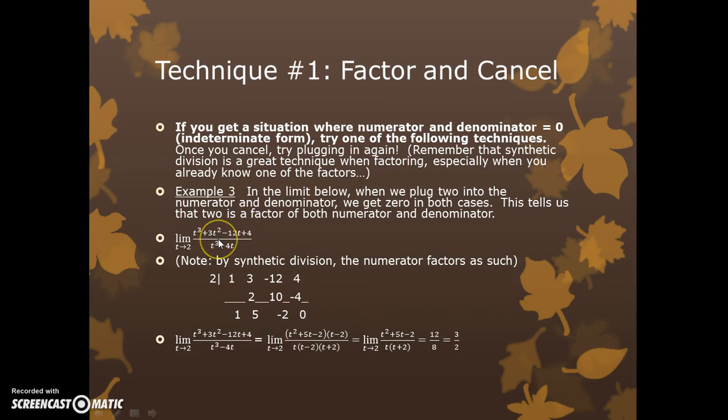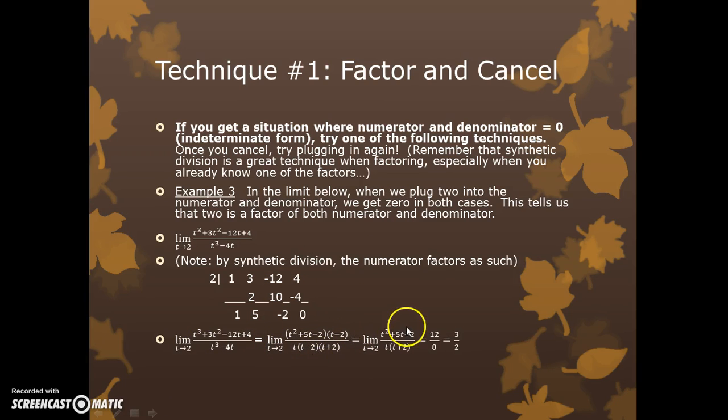Similarly, and probably a little bit easier, the denominator factors into t times t minus 2 times t plus 2. Notice both the numerator and denominator have a factor of t minus 2, which is a good thing. Because we had indeterminate form, we should have gotten a 0 over 0 on the top and the bottom, which is what we get when we plug in 2.